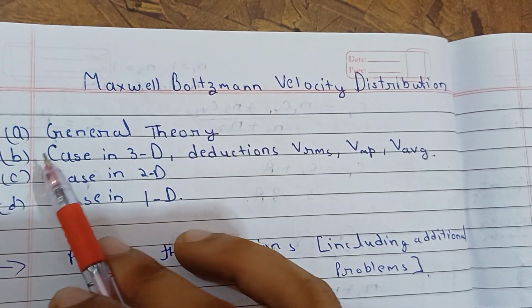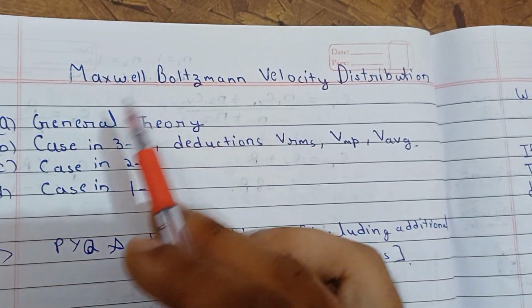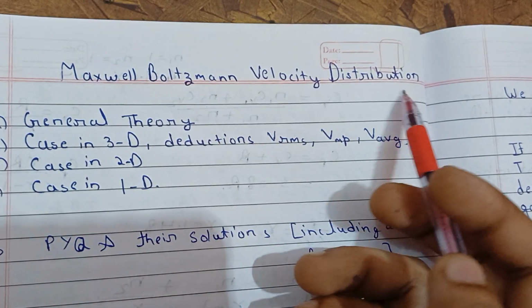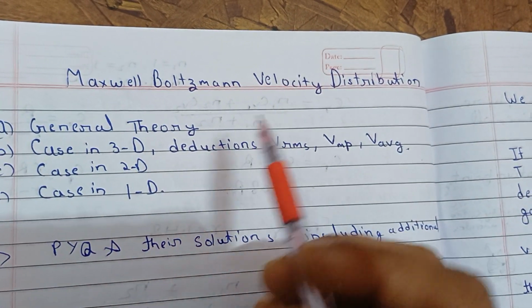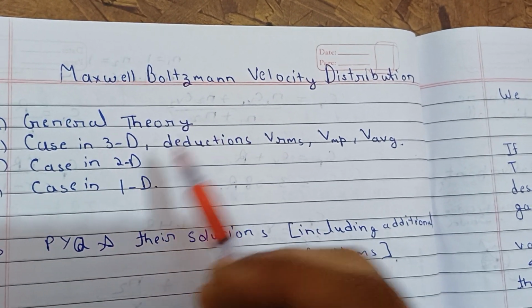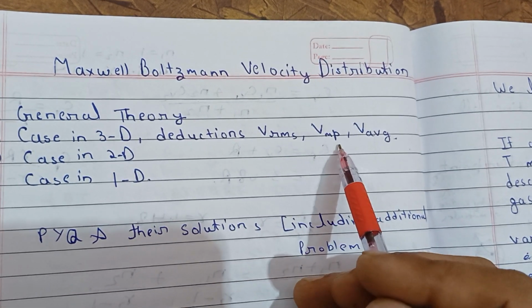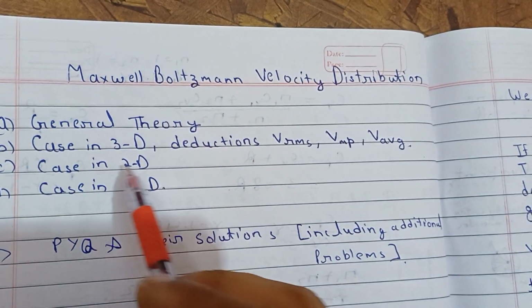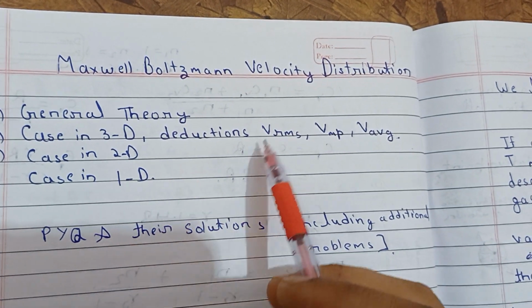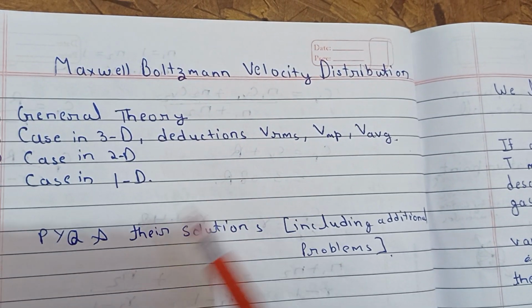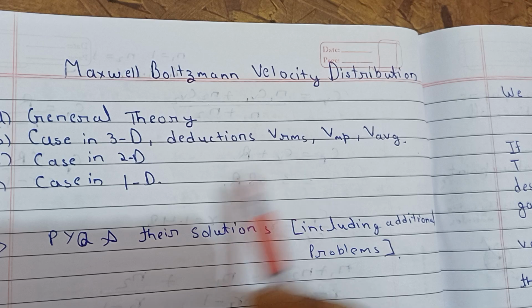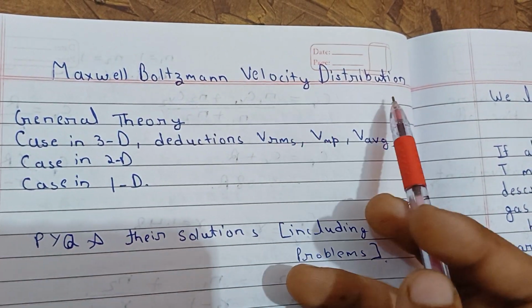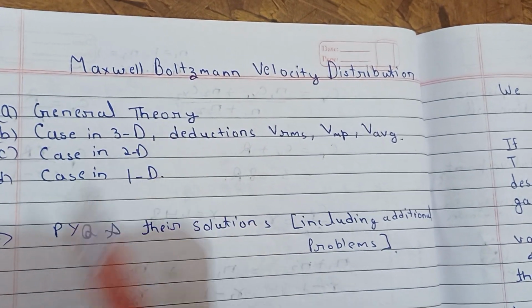Now we will study the general theory, how to derive the formula for the velocity distribution, and then the 3D case, where we will study the RMS velocity, most probable velocity, and the average velocity of the particles. Then we will go into 2D, and see how the expression changes when the particle moves in one plane only. Then a particle moving in 1D, in only one direction, and how the velocity distribution varies for it. So we will study all three cases.